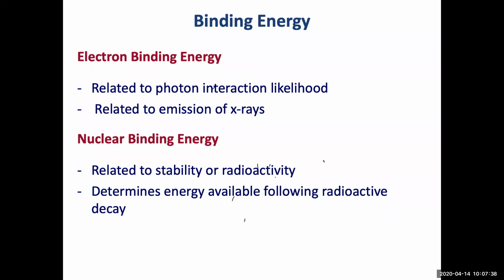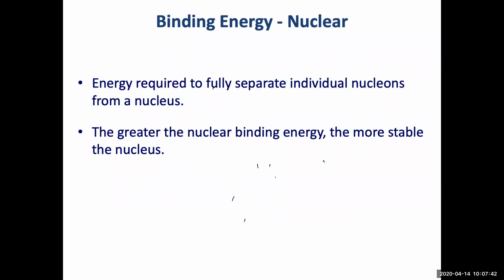The nuclear binding energy is the energy required to fully separate individual nucleons from the nucleus. So to remove one of the components of the nucleus, you need a minimum energy to do that, okay? To overcome the binding energy of the nucleus. Energy required to fully separate individual nucleons from the nucleus. This is the binding energy, okay?